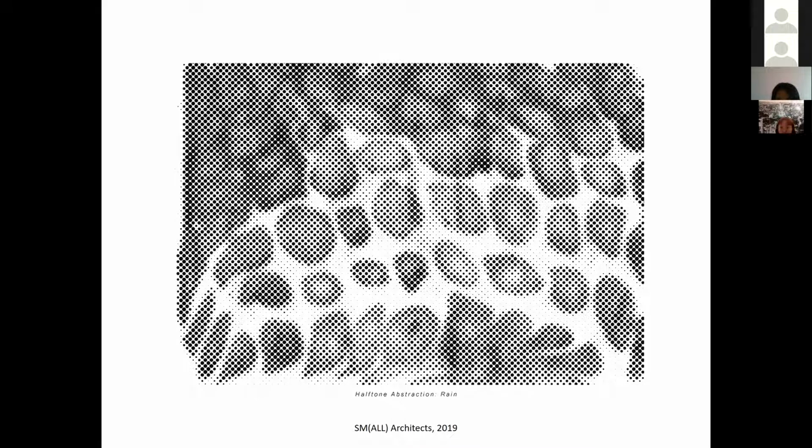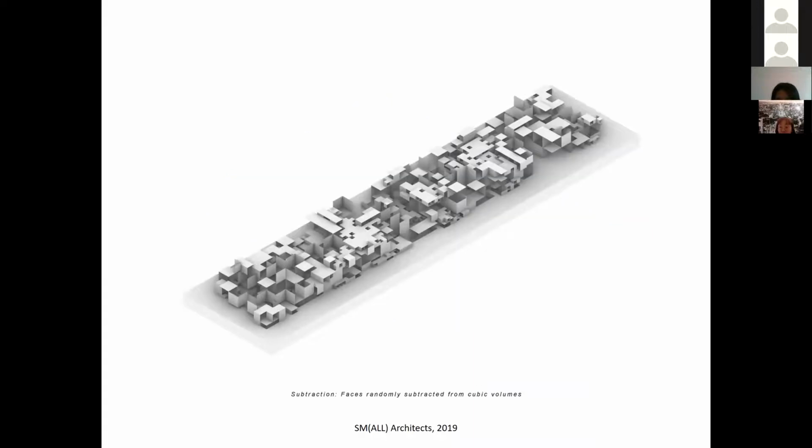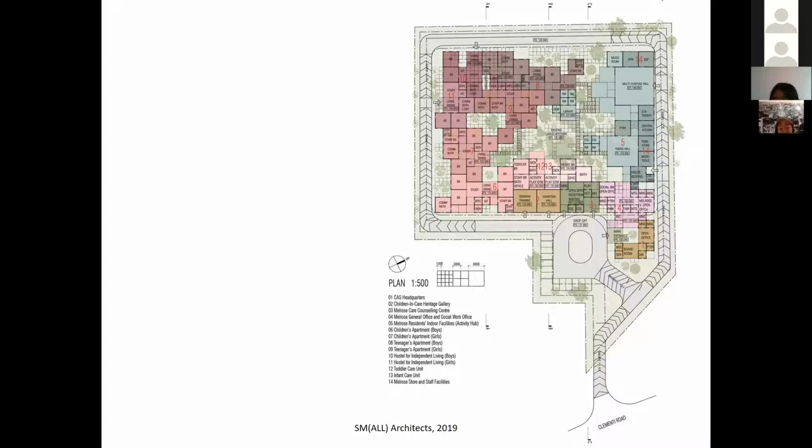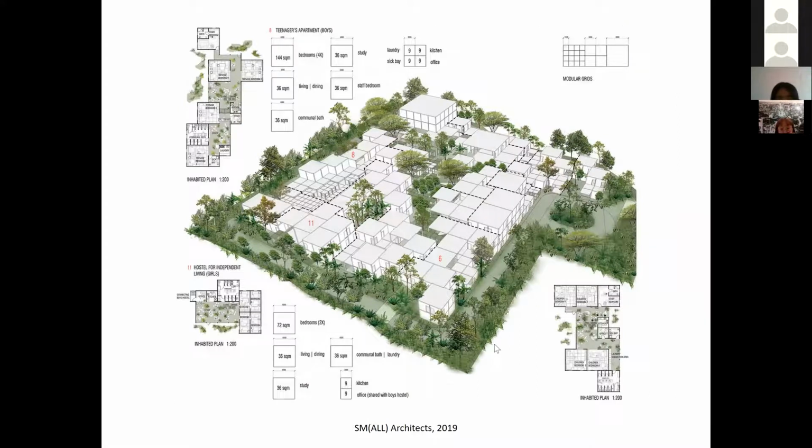This is a proposal for a museum, looking at how we can create this spectrum of spaces and how we can inhabit it. This is another proposal for a children's home, right? Just using a few modules, three modules. We try to make a diversity of spaces using a simple form. Yeah. So that's all.